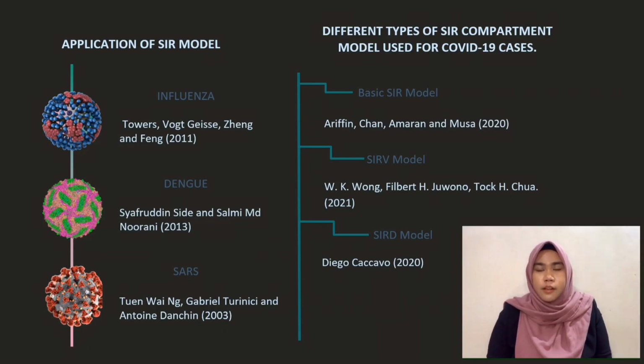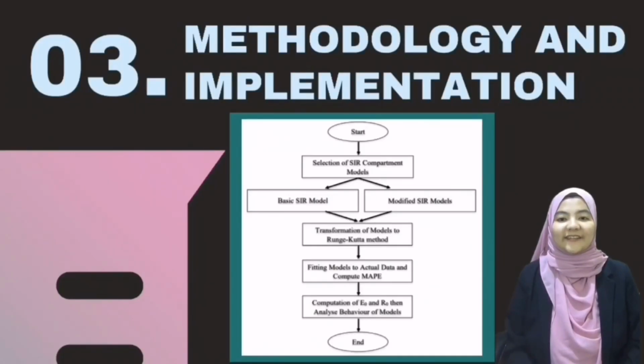Arifin, Chan, Amaran, and Musa in 2020 applied the basic SIR model to observe the trend of the outbreak in Malaysia. Wong, Juwono, and Chua in 2021 proposed the SIR model with vaccination to simulate the effectiveness of the vaccine in reducing the spread of COVID-19 cases, while Diego Cacavo presented the SIRD model to predict the evolution of the Chinese and Italian COVID-19 outbreak. Next is the methodology and implementation.